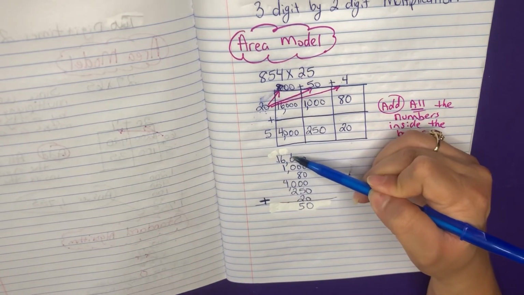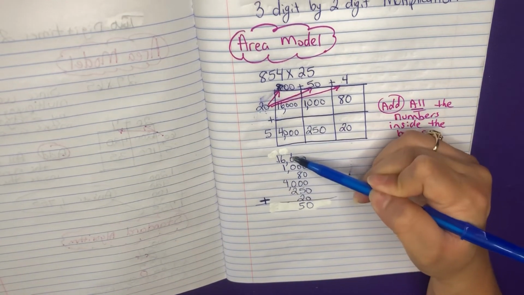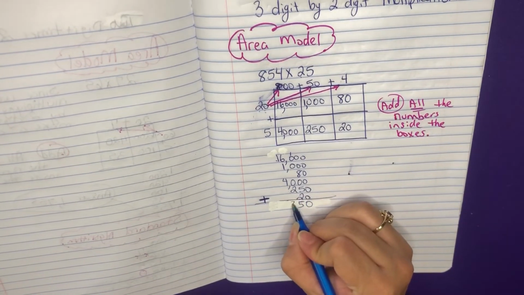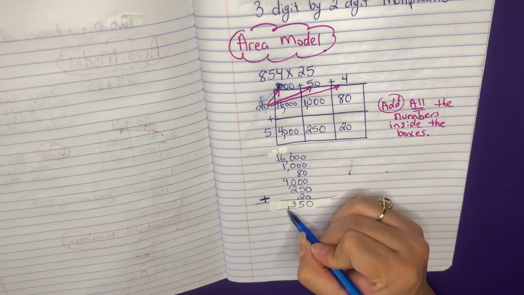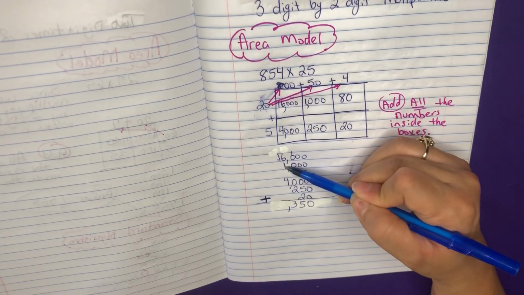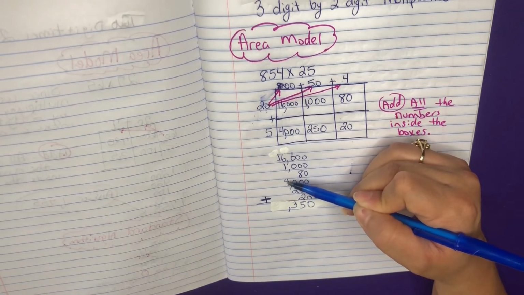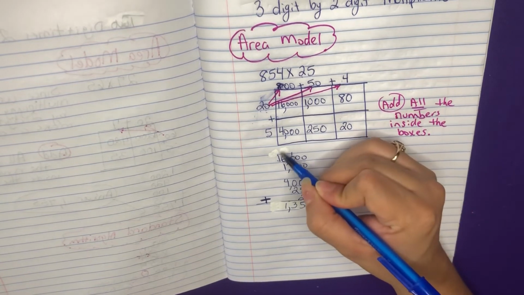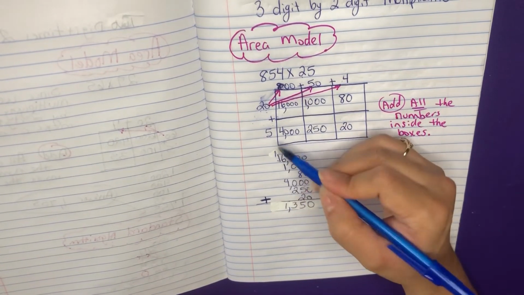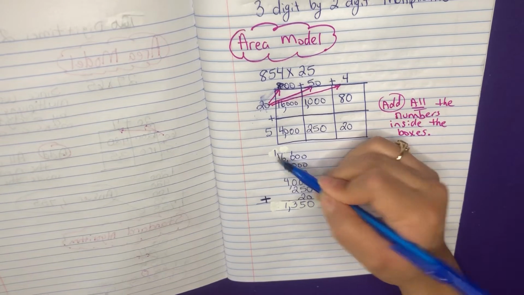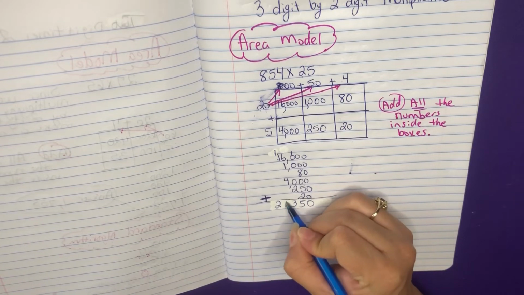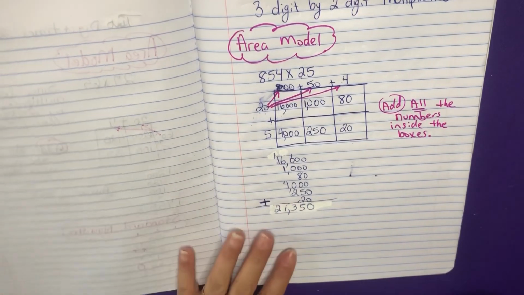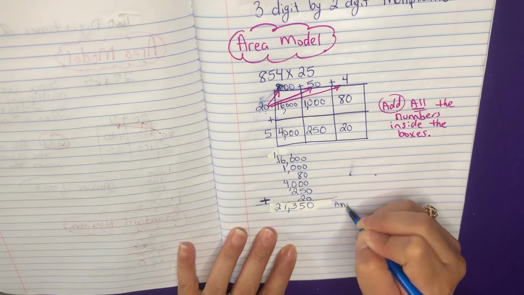1 plus 0 plus 0 is still 1, all the way down to 2. So 1 plus 2 is 3. Now, don't forget your comma for the thousands. 6 plus 1, 7, plus 4, 11. Carry your 1. 1 plus 1 is 2. And your answer will be 21,350.